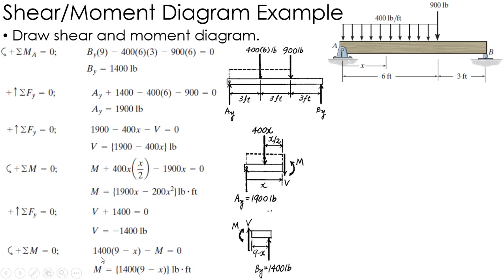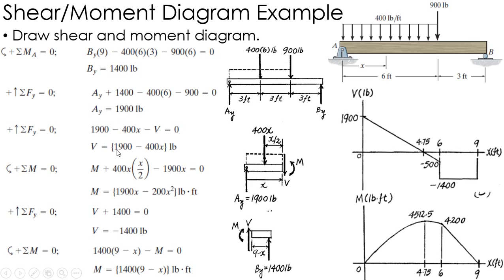Now, I can take, again, the derivative of this. I get this constant that goes away, minus 1,400x. Derivative of that is minus 1,400, which is what I get for V. So again, the derivative dM/dx equals V, which is a good check. So now I've got these equations. I can draw my shear and moment diagram.